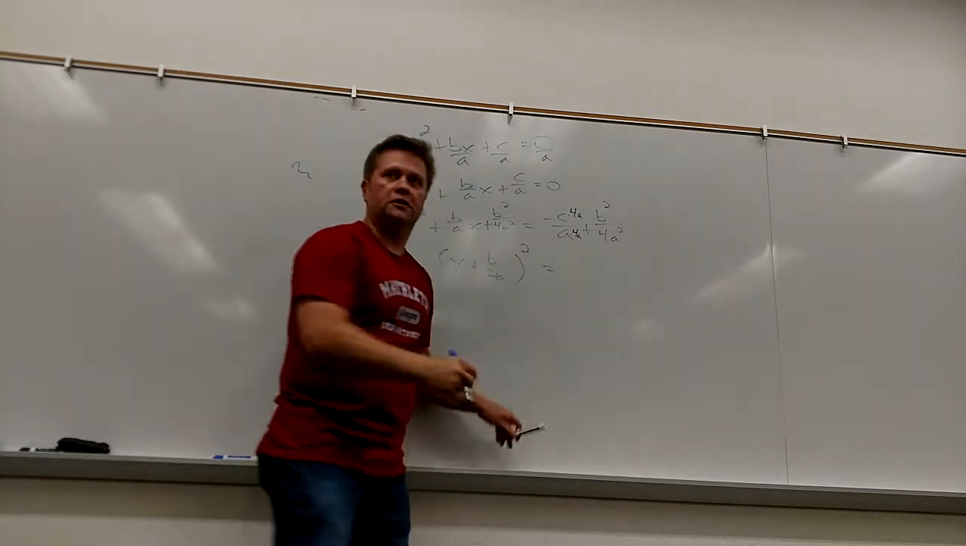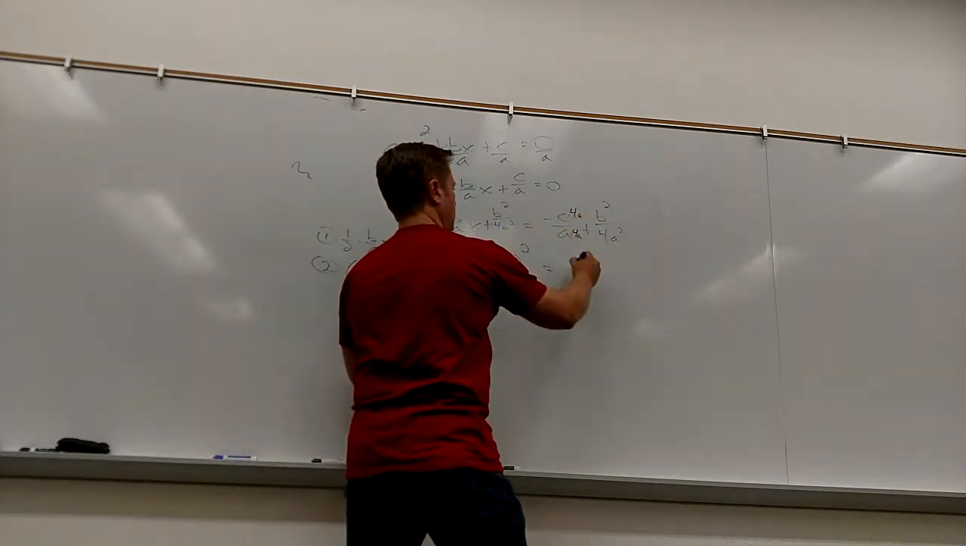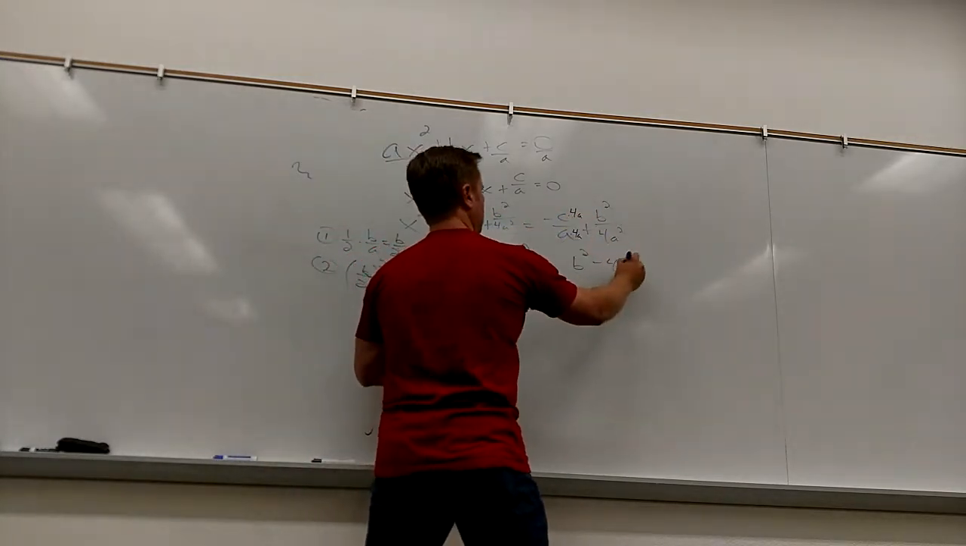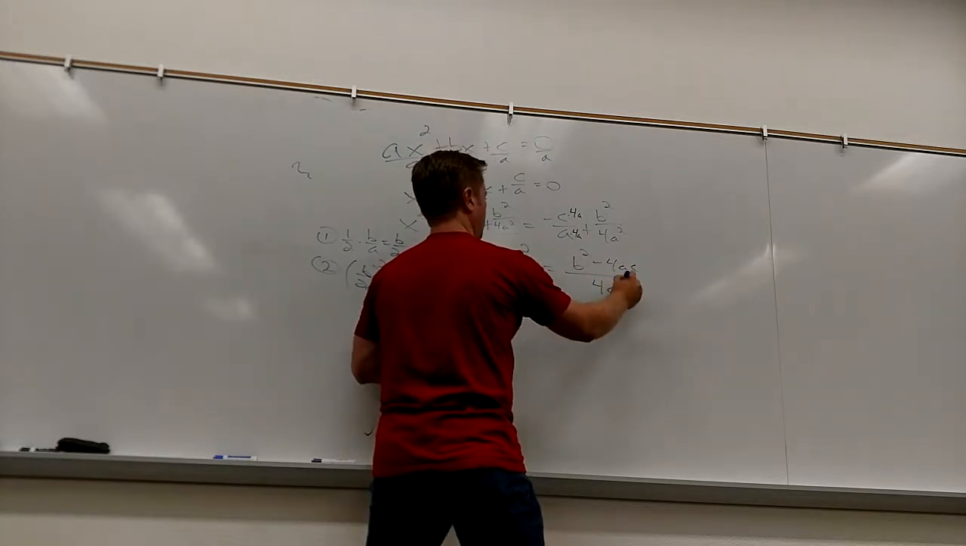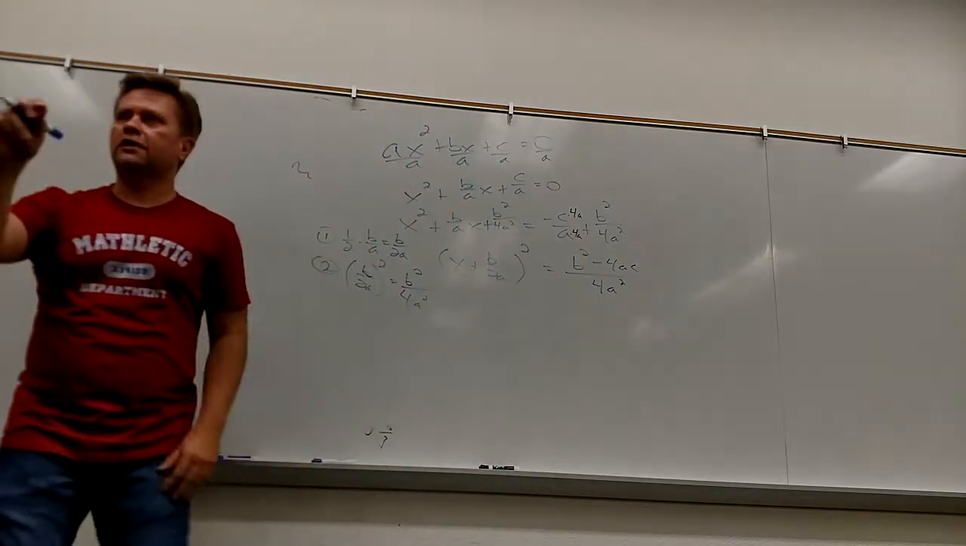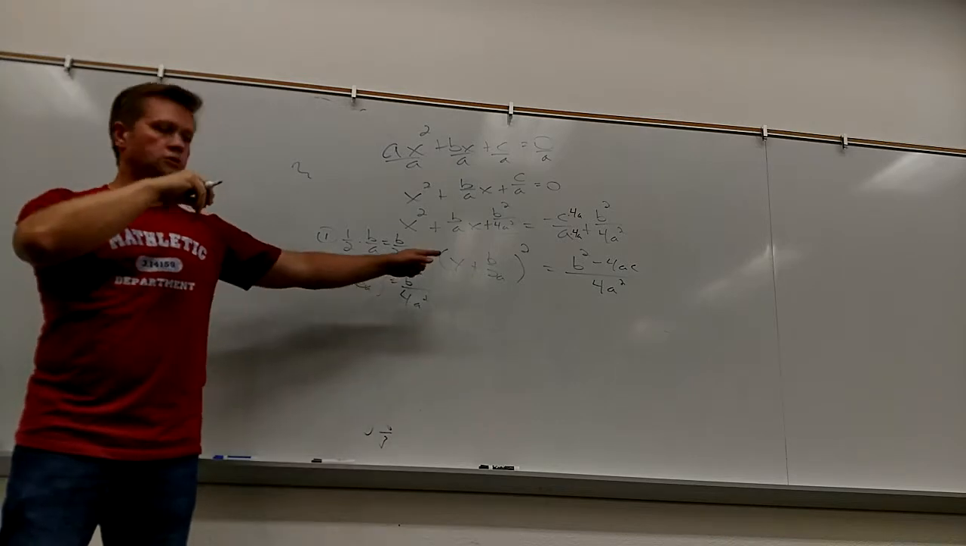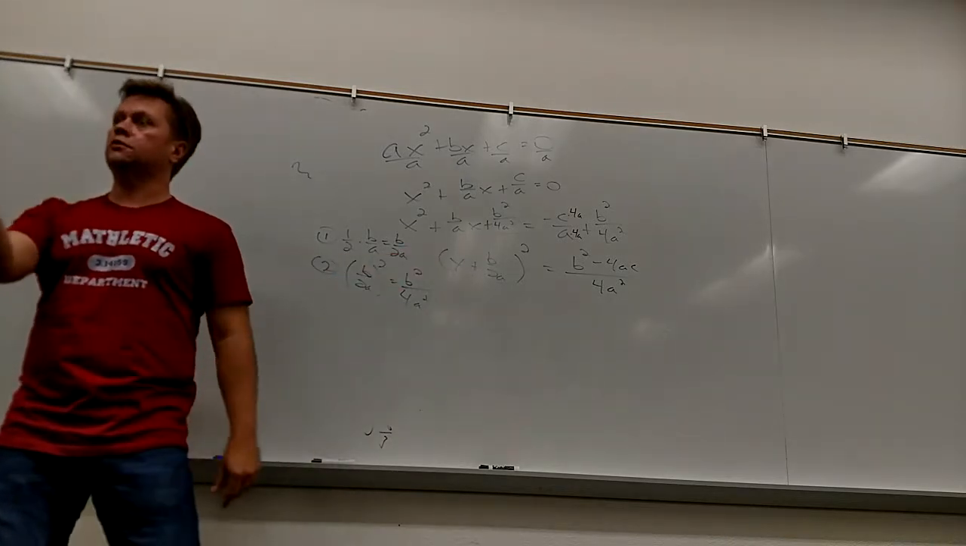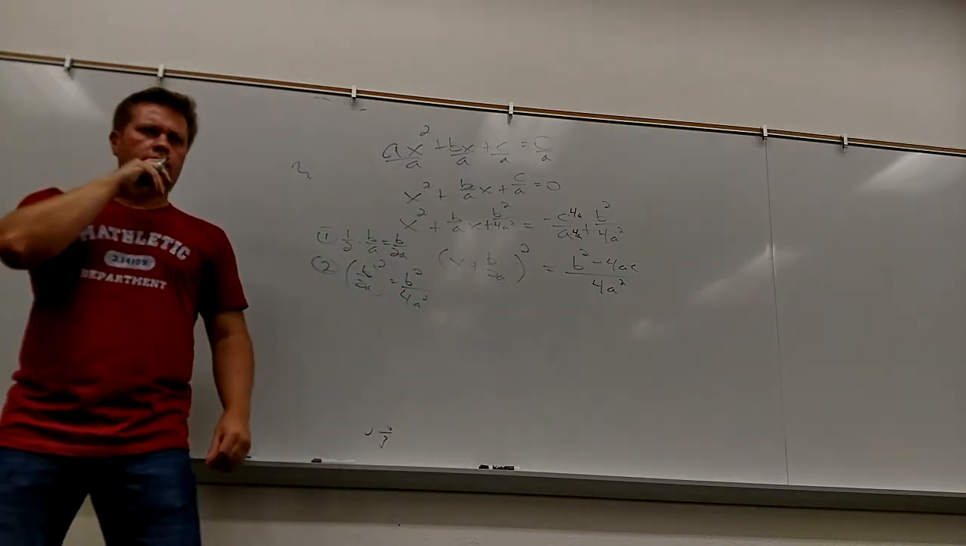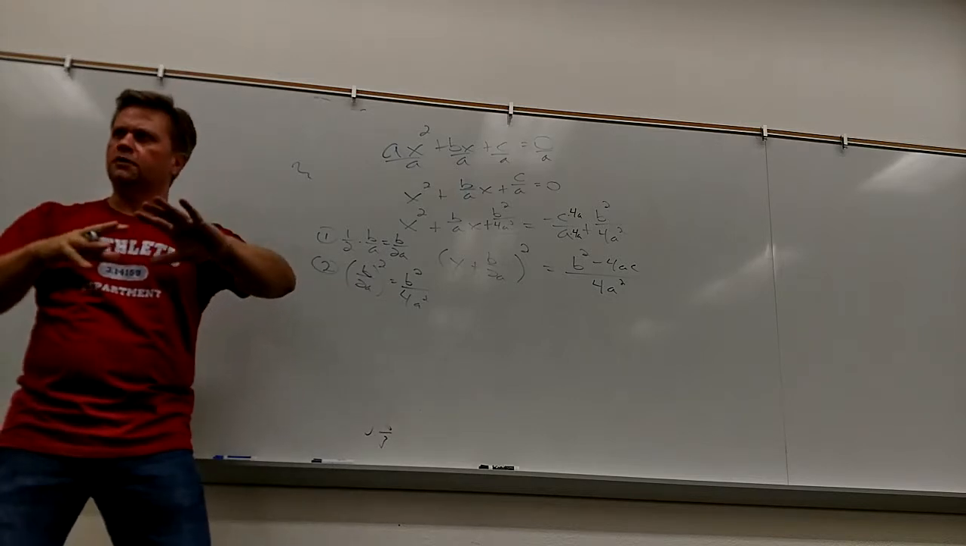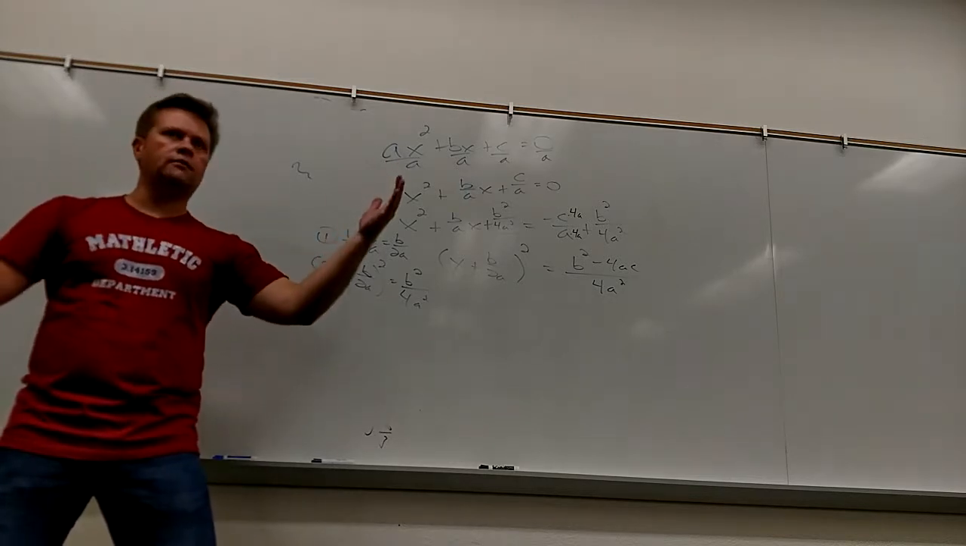Does this look familiar now? I mean, so I get b squared minus 4ac all over 4a squared, which doesn't quite sound right yet because I'm about to take the square root. That's why the bottom is 2a, right? I mean, you guys still sort of with me? I've just done the same thing we did before.